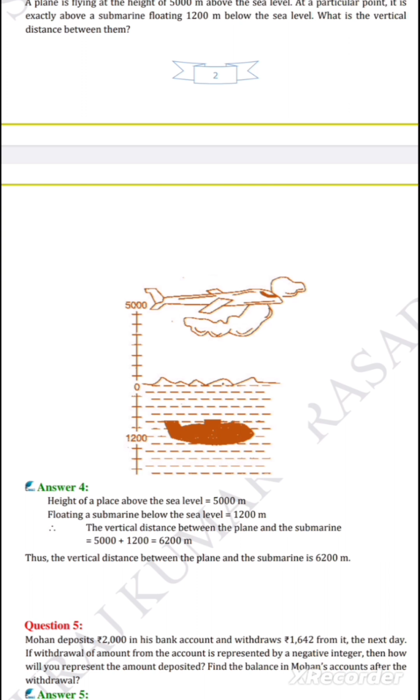The height of the plane above the sea level is 5000 meters, and the submarine is floating 1200 meters below the sea level. The vertical distance between the plane and the submarine is 5000 plus 1200 equals 6200 meters. Thus, the vertical distance between the plane and the submarine is 6200 meters.